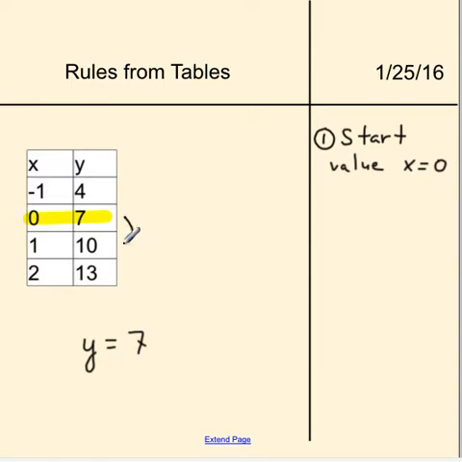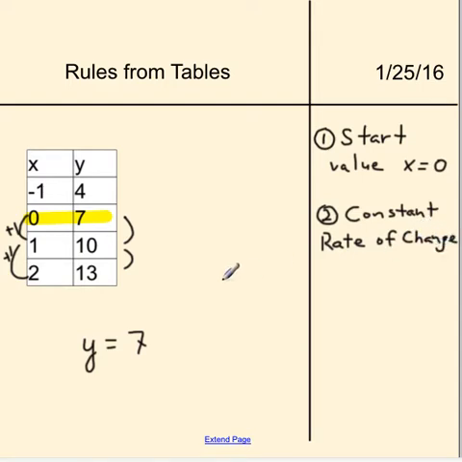But then you have to also figure out how is y changing for each step of x. So every time x goes up by 1, how much does y change by? So the second thing that we're looking for is the constant rate of change. Now, of course, there are patterns that don't go up by a constant rate of change, and you can write rules for them as well, but we're not going to focus on those right now because those are different stories for a different day. So we're going to just write rules for ones that have a constant rate of change.